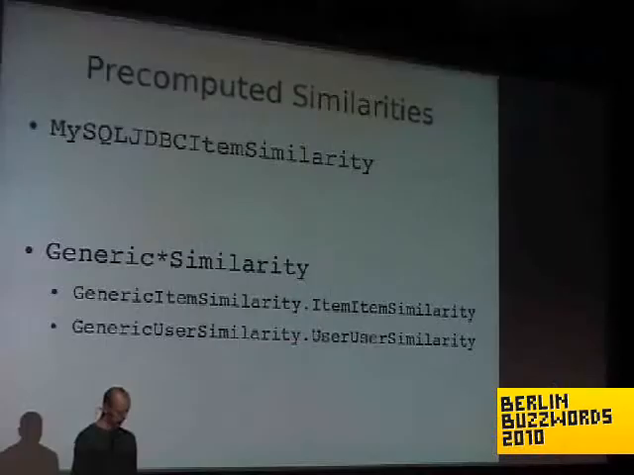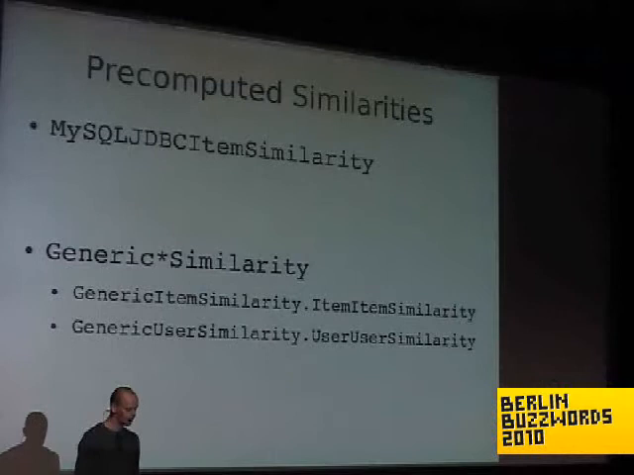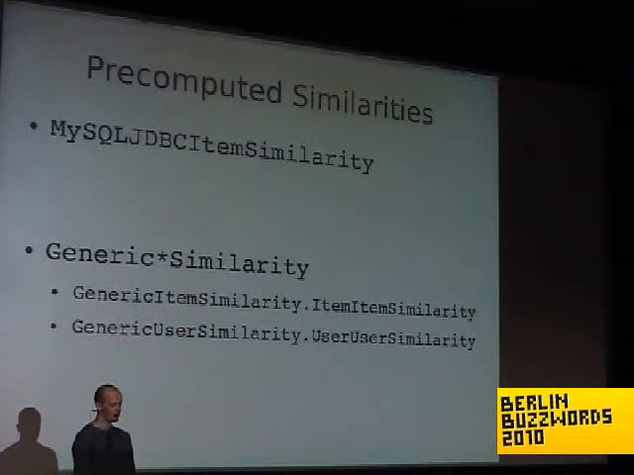Okay, so another thing you can do is pre-compute similarities. So you have a MySQL JDBC item similarity. You can, for example, first load your data model in memory using a file data model, for instance, and then you can iterate over all users or items and store them in a database and use it later on. And these two classes below, the item similarity and user similarity, are used to actually work with these in memory.